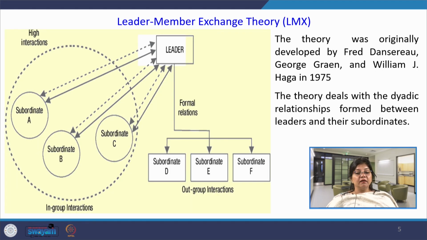So, this is a diagrammatic representation of the LMX theory, where the leader is in a reciprocative relationship with subordinates A, B and C, and the level of interaction is very high. They are more close, their interaction levels are more frequent, whereas the out-group, subordinates D, E and F, they are members of the group, but the relationship is formal with the group leader. So, existence is there, but the interaction level varies between the in-group and the out-group with the leader. So, this is the leader member exchange theory of leadership.